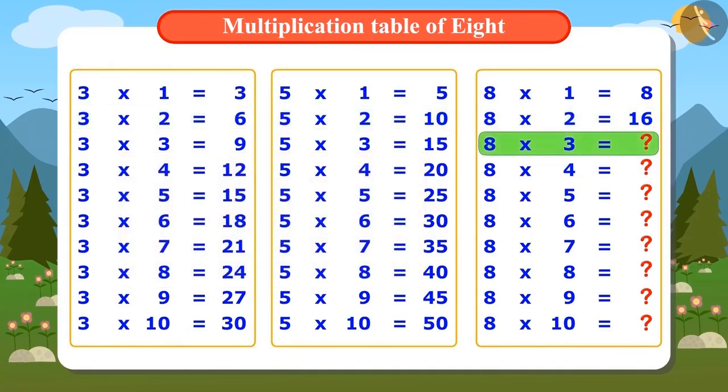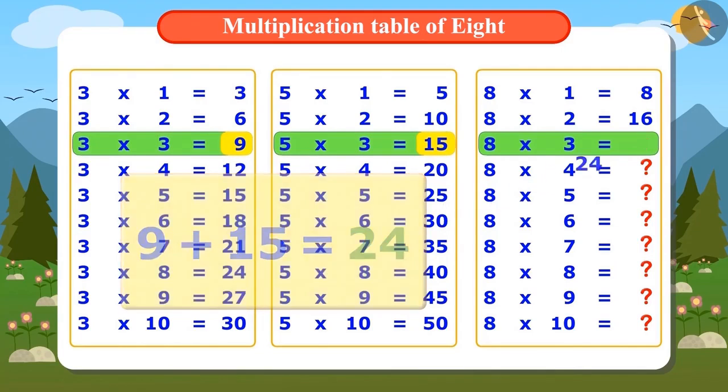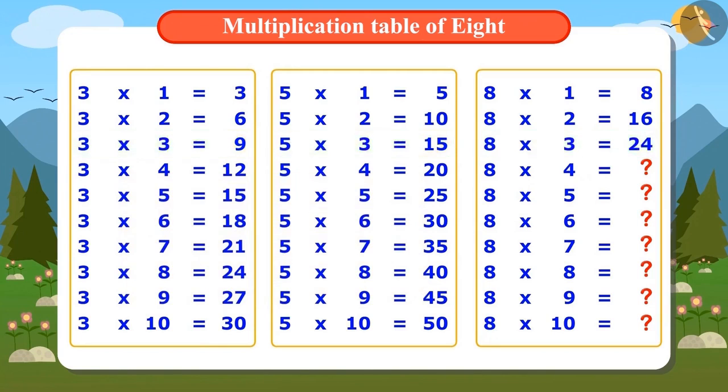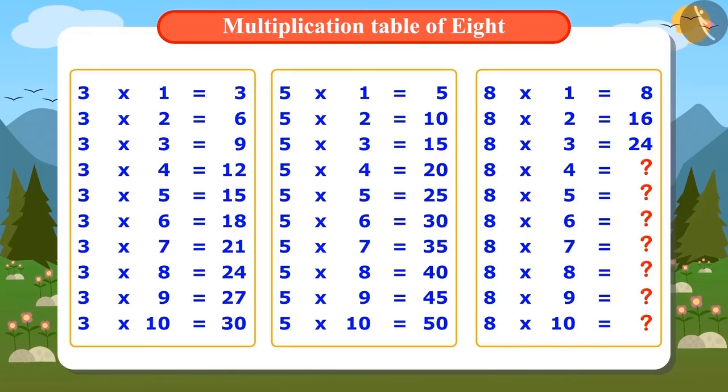Now, to find the answer of 3 times 8, let's add 9 and 15. Answer is 24. In the same way, by adding all the numbers of 3 and 5 multiplication tables one by one, I can find entire multiplication table of 8. Vandana has understood how to find the multiplication table of 8. Did you think of the same method?